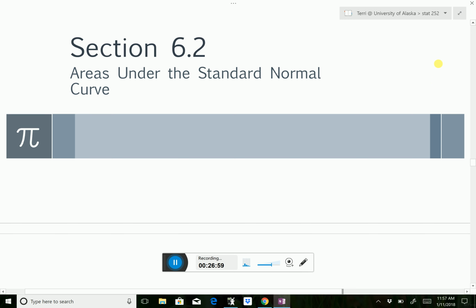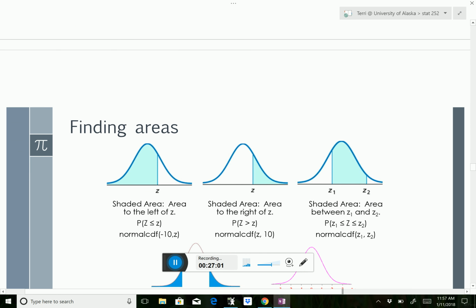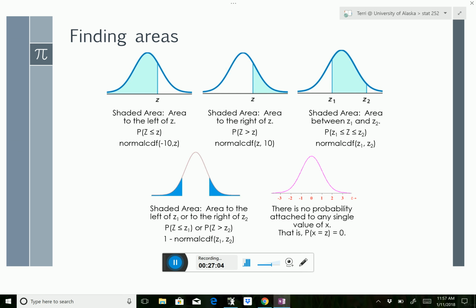So let's talk about finding areas under this standard normal curve. Again, here are 4 different things we want to look at. The shaded area here is an area to the left of some z that we have. I might call this z star, just so that we have a difference. So the area to the left of z, the probability that capital Z, which is the standard normal, is less than z star, we're going to use something in your calculator called normal CDF.